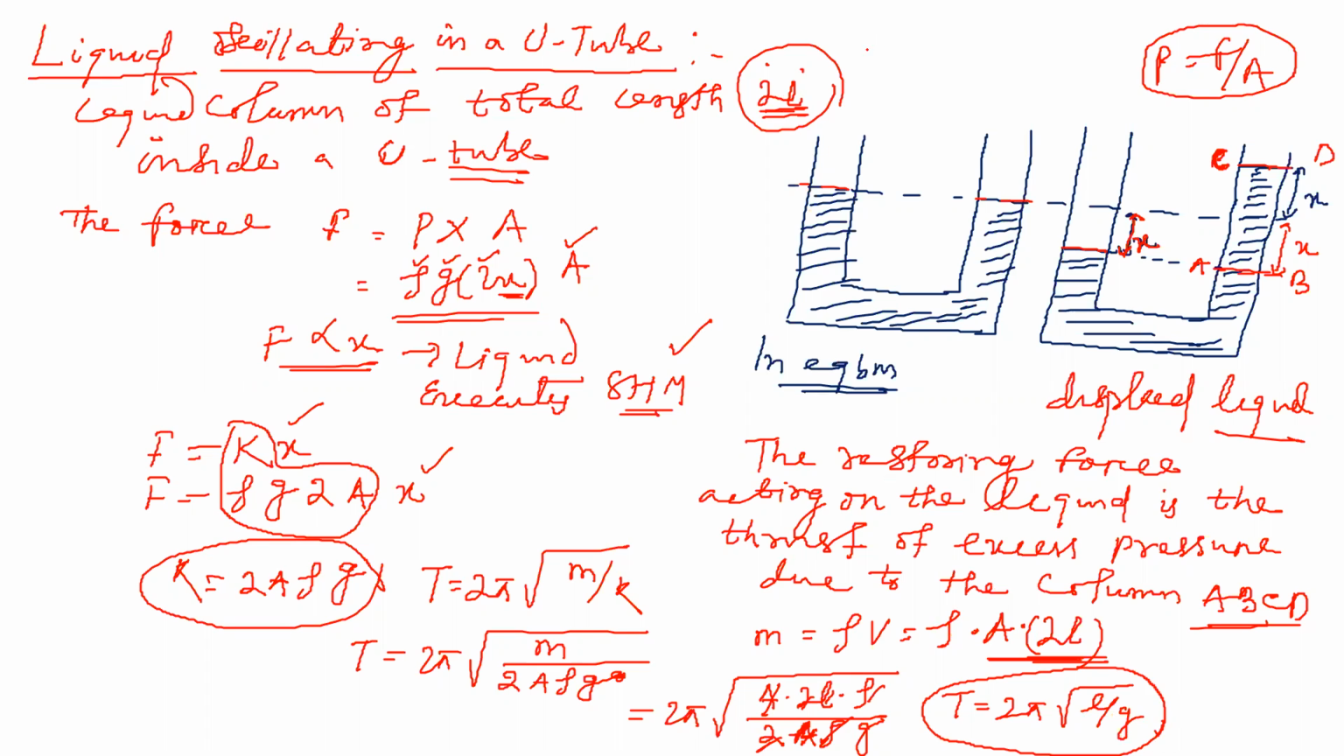If the length of the liquid column is given as 50 meter or 20 meter or 30 meter, then you always have to take half of it here. This is the generalized formula for the time period of a liquid oscillating in a U-tube. The only confusion is that students see the U-tube length is given, but you have to take the half here. I have taken 2L, that's why it came as L. If we had taken L here, what would have come? L by 2 would have come. So this is the expression for the time period of a liquid oscillating in a U-tube. I think it's clear.